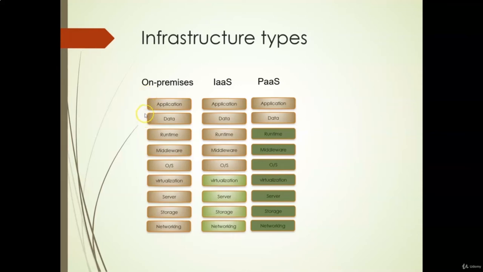At the same time, application and data definitely is yours. So when you go for on-premises, you take care of all these things, from the bottom of the networking all the way till application. But when you go for infrastructure as a service, you don't take care of virtualization, server, storage, and networking. Application, data, runtime, middleware, and operating system is something you take care of.